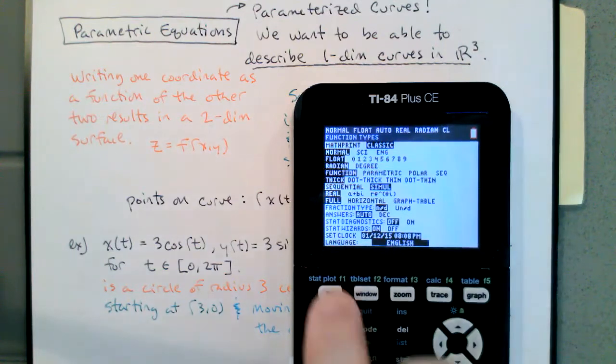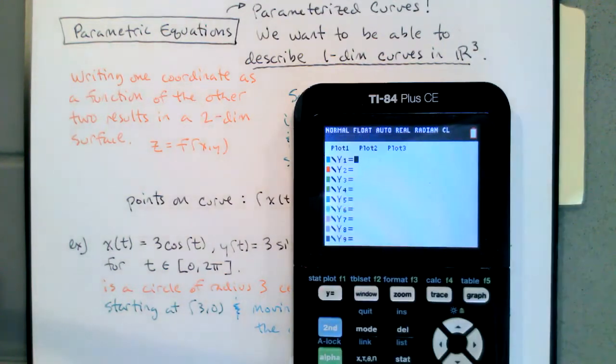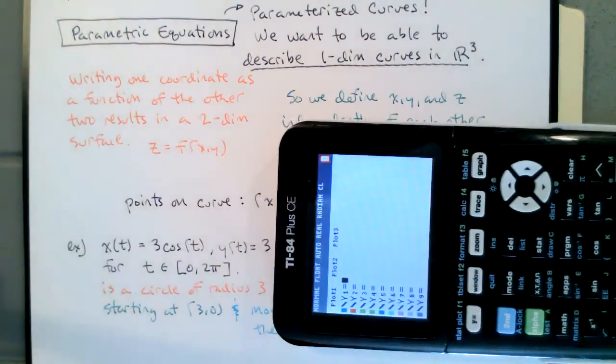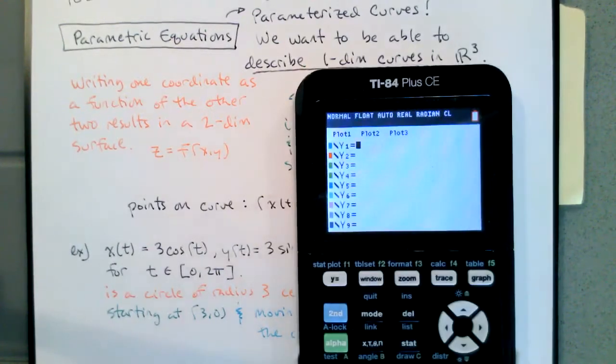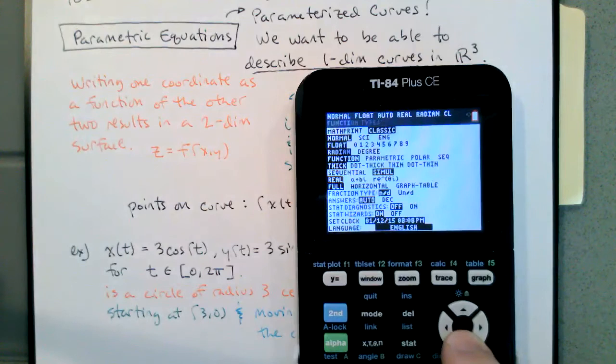When we're in function mode, in the y equals screen, the calculator will only accept y as a function of x. We can't even switch it around, x as a function of y. We have to do y as a function of x. Secretly, we can. So we want to try to do some parametric stuff, so we'll go into the mode and switch from function to parametric.